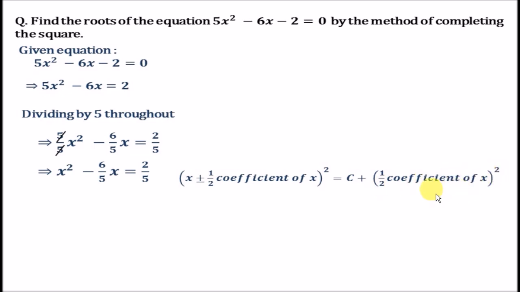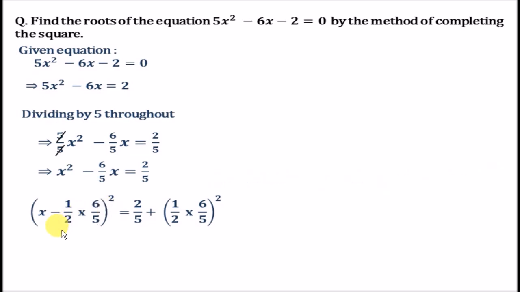Here the coefficient of x is 6/5 and the sign is minus. So (x − half into 6/5)² = constant 2/5 + (half into 6/5)². We can cancel 6 with 2, which is in the denominator. 2 1s are 2, 2 3s are 6. Same thing here as well. 2 1s are 2, 2 3s are 6.